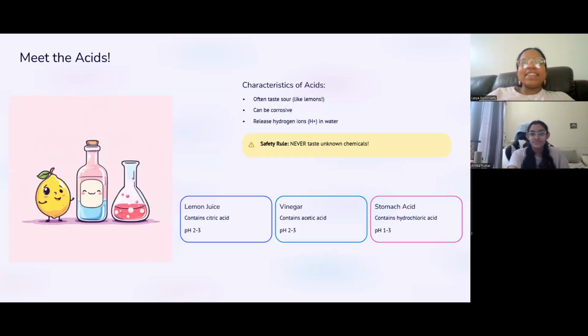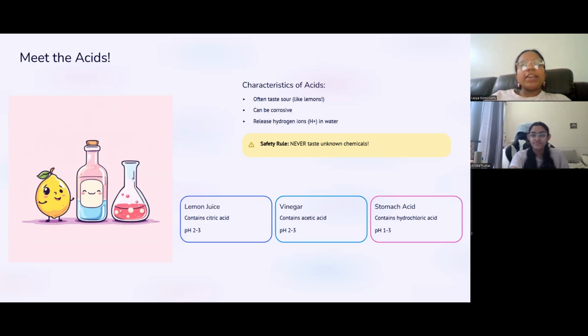Now let's meet the acids. The characteristics of acids. They often taste sour, like lemons, and they can be corrosive. They release hydrogen ions, which are H+, in water. So when you place them in water, they release hydrogen ions.